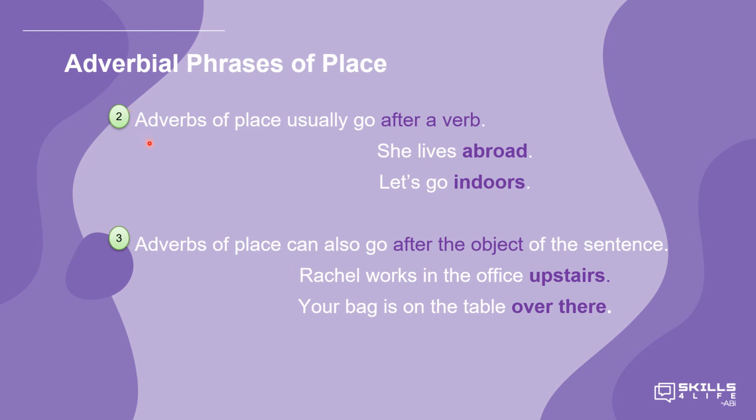Number 2, adverbs of place usually go after a verb. For example, she lives abroad. Let's go indoors. And number 3, adverbs of place can also go after the object of the sentence. In this case, Rachel works in the office upstairs. Your bag is on the table over there.